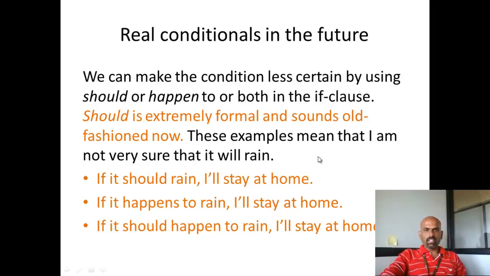These examples mean that I am not very sure that it will rain. Look at the first one. If it should rain, I will stay at home. If it happens to rain, I'll stay at home. If it should happen to rain, I'll stay at home. It's very important because normally these examples mean that I'm not very sure that it will rain. You may never have come across these kinds of example sentences. So you can try using this.